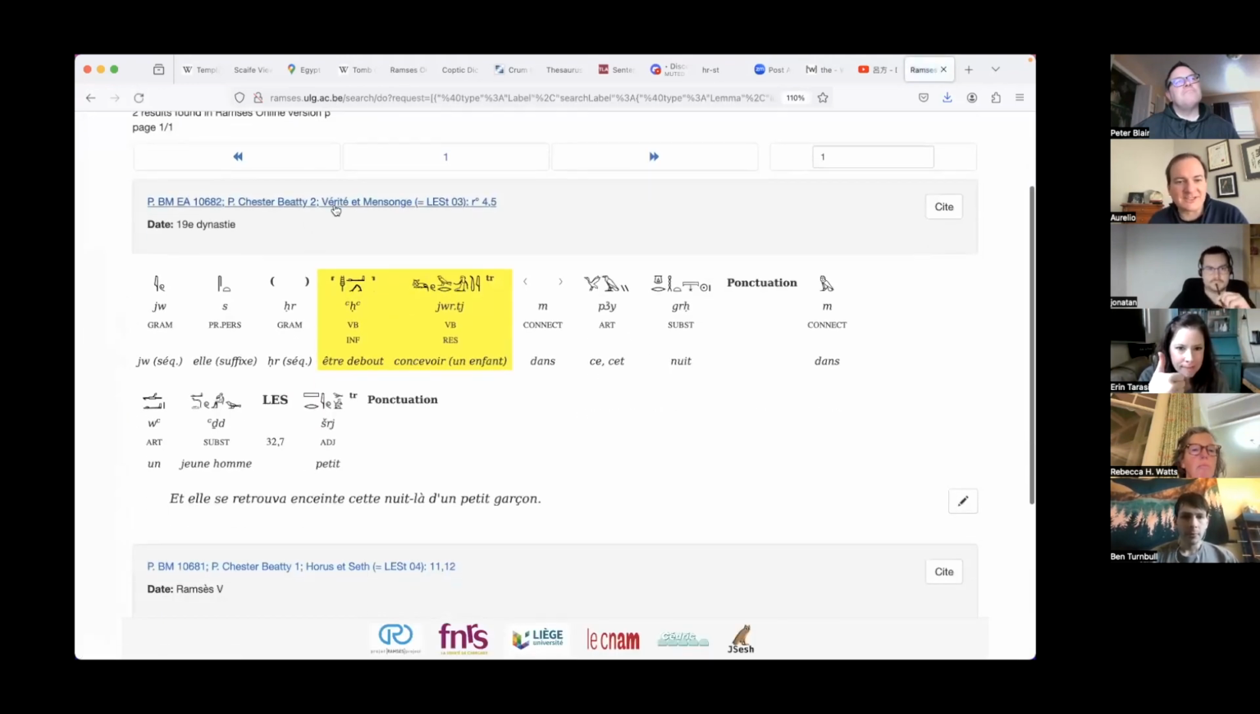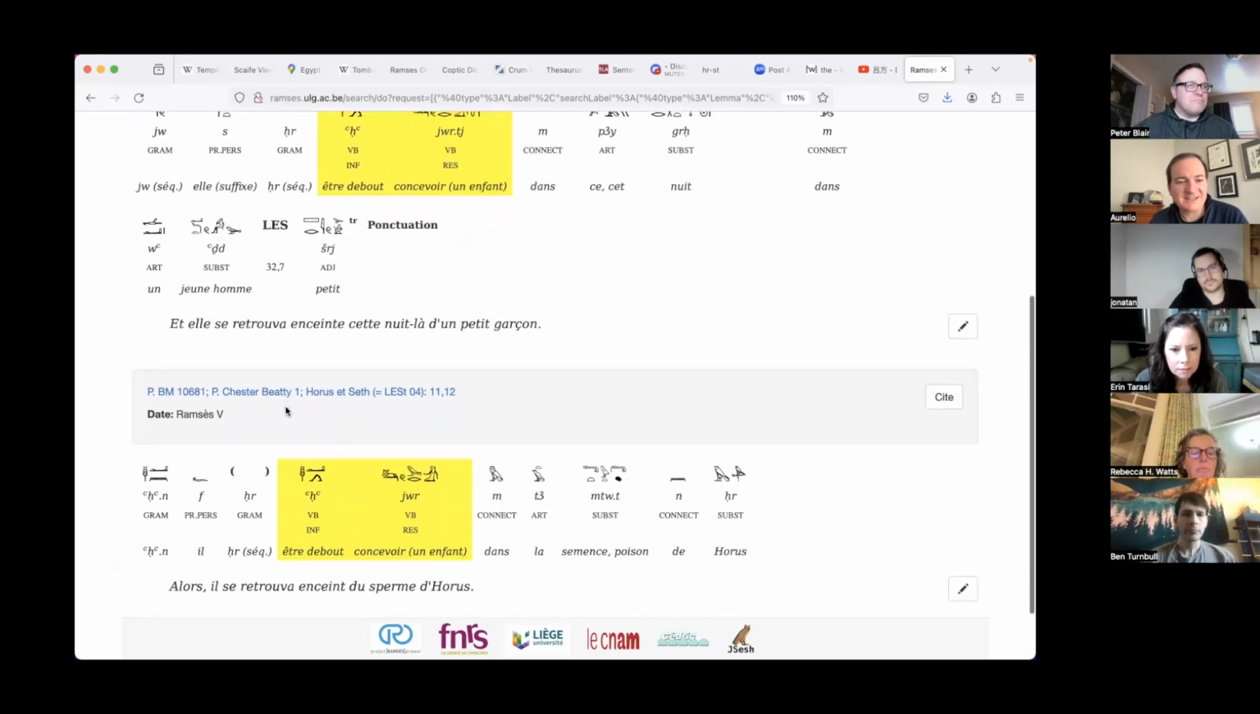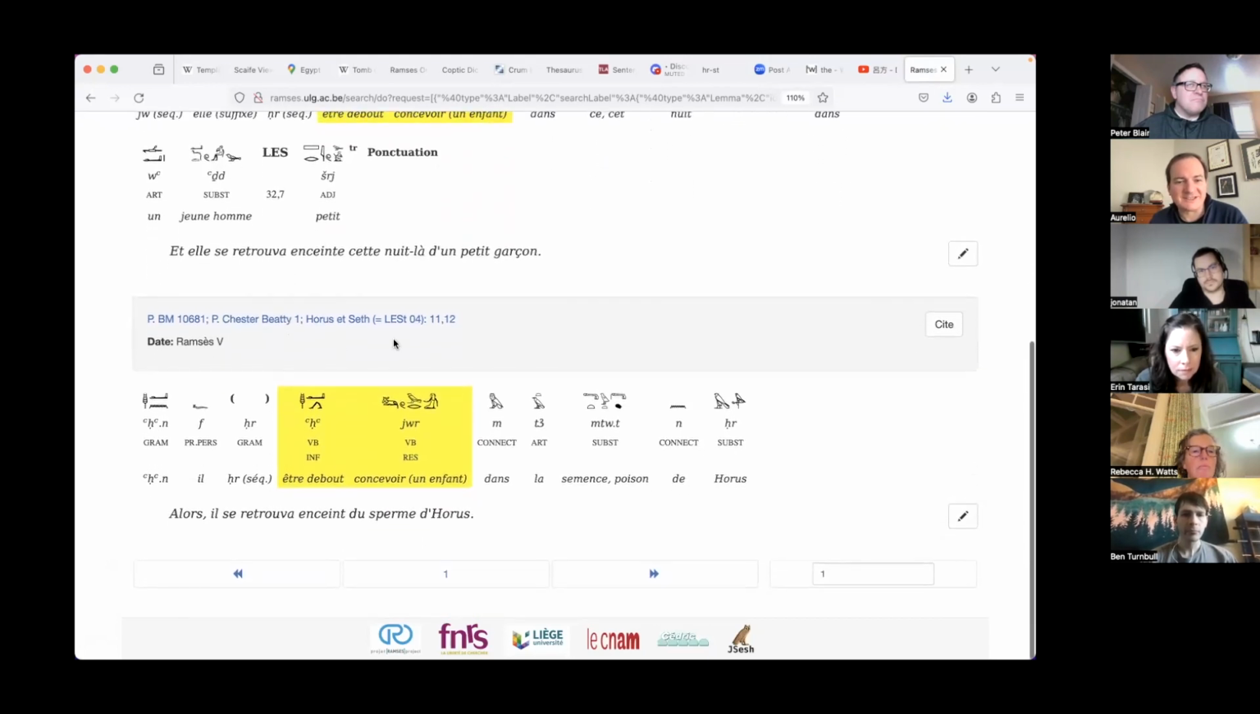And lo and behold, in Truth and Lie, you have in Hieratic irte, so that's a stative: and she became pregnant. Et elle se retrouva enceinte. She found herself pregnant, I guess that would be the literal translation. Interesting. Then there's our sentence, and that's where it ends, unfortunately. We only have those two, but at least in this case it's a fixed expression.